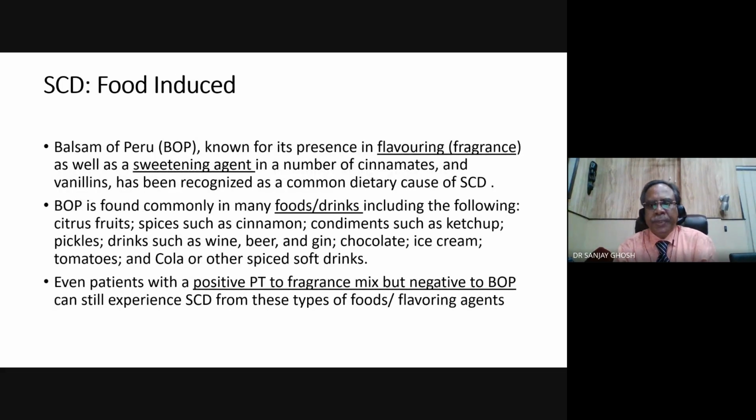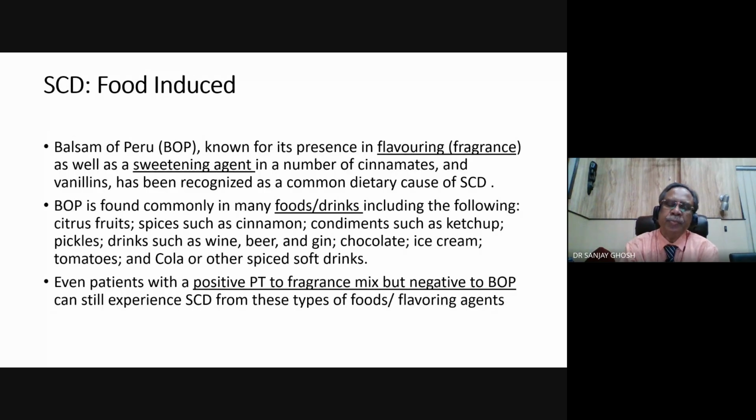Now, balsam of Peru is a flavoring agent. It's a flavoring and sweetening agent very commonly used nowadays in ketchup and everywhere. So you should be very careful about this, especially since urticaria can happen with balsam of Peru, and systemic contact is also very common. If you do a patch test and get positivity to fragrance but not to BOP, that's balsam of Peru, you should avoid both because these are cross-reacting allergens.